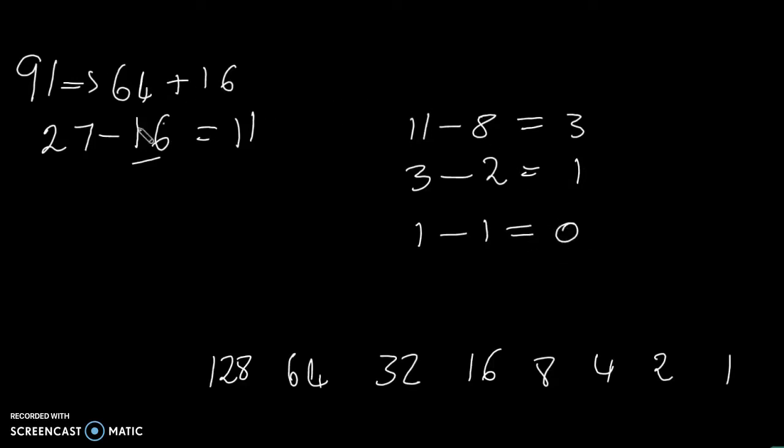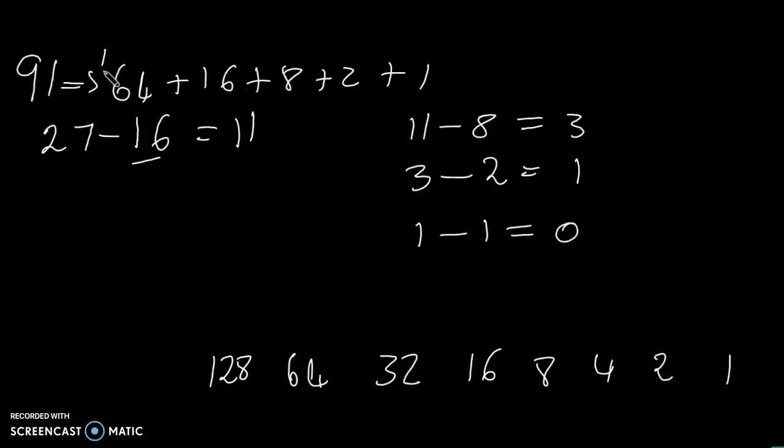And then remember, here we minused by 16. We recorded 16 here. So from the 11, we minused 8. We're going to add 8 here. From the 3, we minused 2. Going to record 2 here and 1.